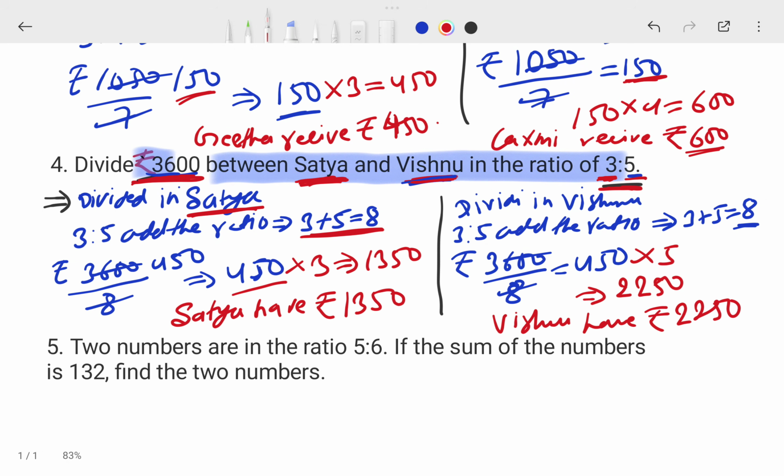It's simple, nothing you have to do. First, you just add the ratio. After adding, you have to divide. After dividing, whatever value you get, like 450, then what is the ratio of Vishnu? 5 only. Now multiply by 5, simple. Just add the ratio, you get 8, divide with this one, you get 450. Then for Satya the ratio is 3, you multiply with 3, you get the answer. It's a very simple question, nothing complicated in this. Now I hope this is also clear.